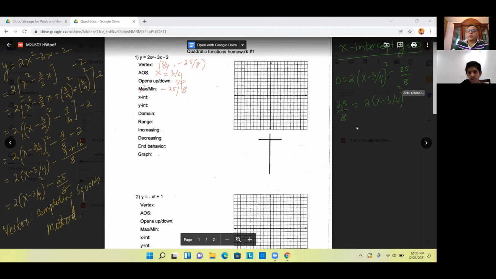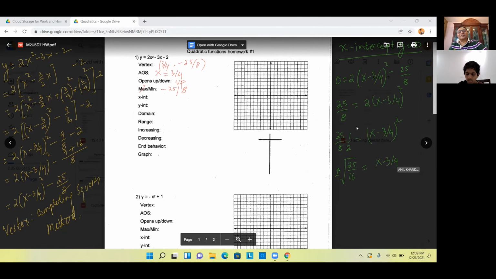Dividing by 2, we get 25 over 8 times 1 over 2 equals x minus 3 by 4 whole square, which now will square root. So when you square root it, we have to write plus and minus, right? Yeah. And this is 25 over 16. And that gives you x minus 3 by 4.